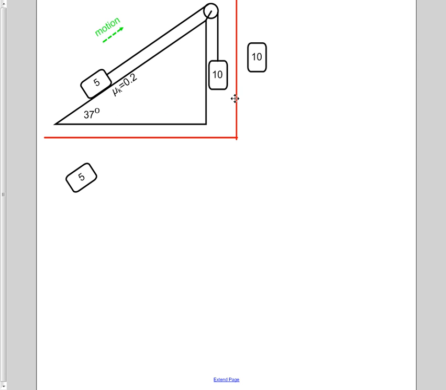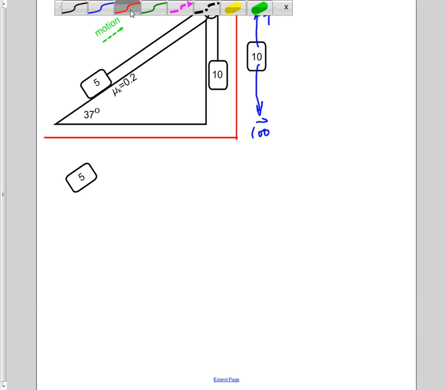So choose a body. I will choose the 10 kilogram object. What are all the forces on the 10 kilogram object? Well, there's its own weight, which is 100 newtons down. And there is a tension in the string which is up, and that's all.